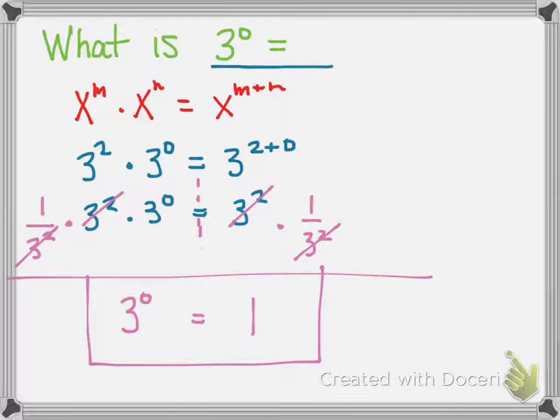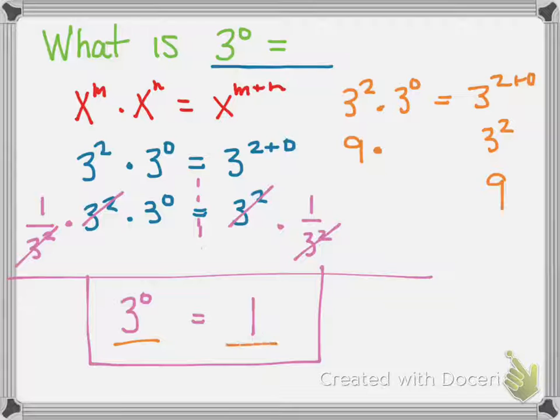And if we test that, I think that you'll see that it works. So let me go back to this equation. 3 squared times 3 to the 0 equals 3 to the 2 plus 0. We know that that's true. Then I could say that 3 to the 2 plus 0 is 3 squared, and 3 squared is 9, just like we did before. And now on the left side, 3 squared, that's a 9, times 3 to the 0 power. Well, we just discovered that 3 to the 0 power is 1. And if we say that 3 to the 0 power is 1, we get 9 times 1.